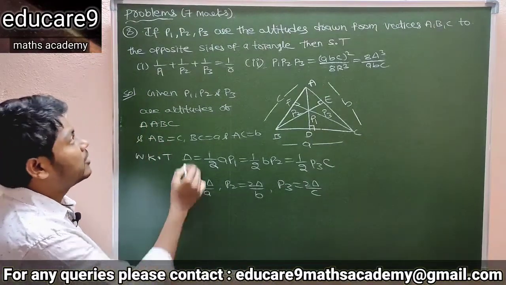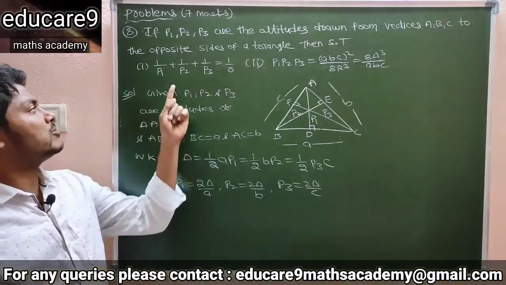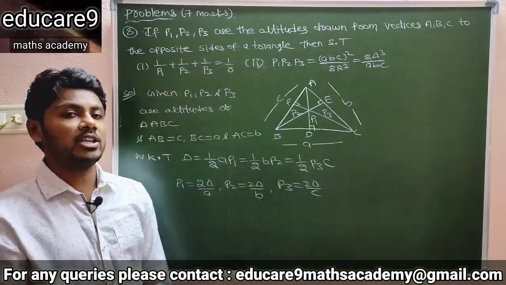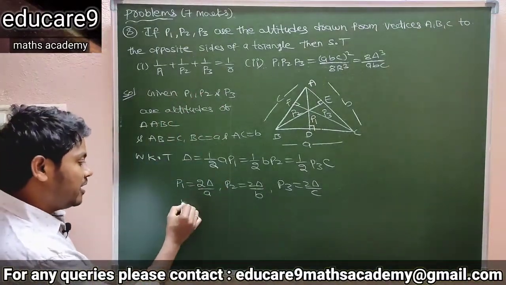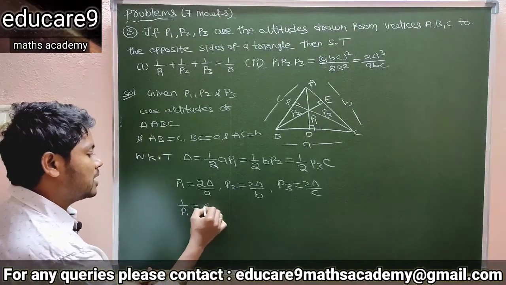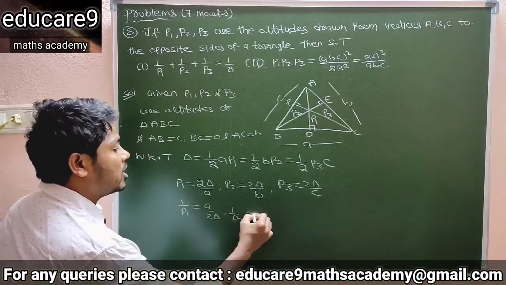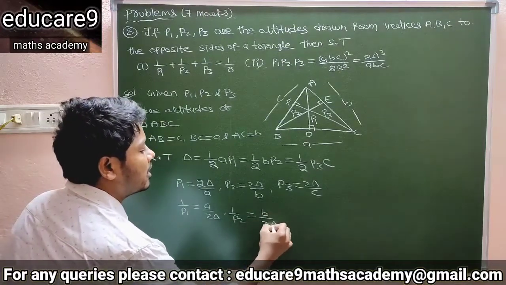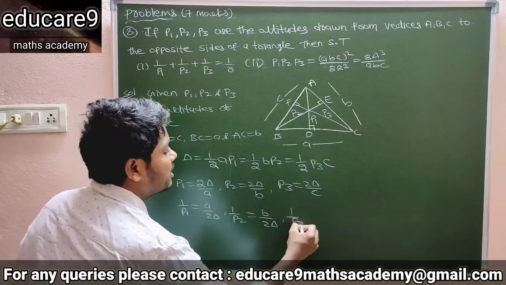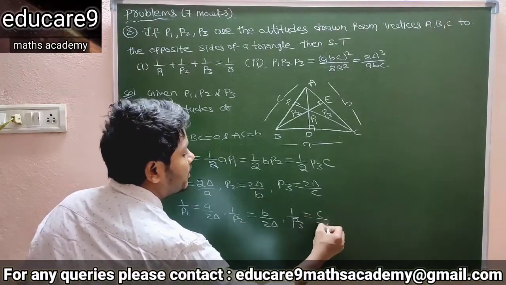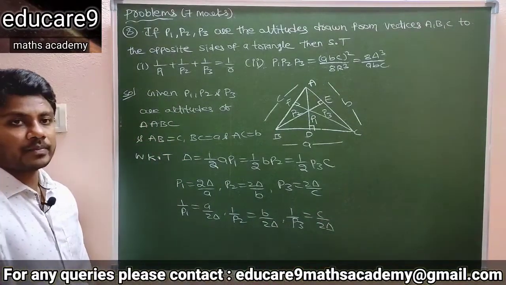So clearly, first one: 1 by P1 plus 1 by P2 plus 1 by P3 value is 1 by r. So clearly 1 by P1 is what? a by 2 delta, 1 by P2 is what? b by 2 delta, 1 by P3 is what? c by 2 delta. Okay.